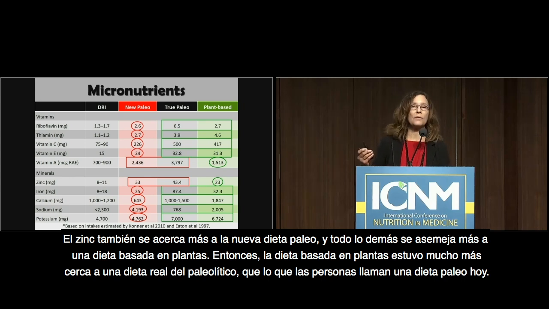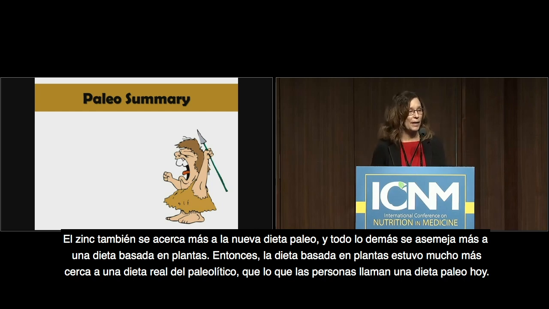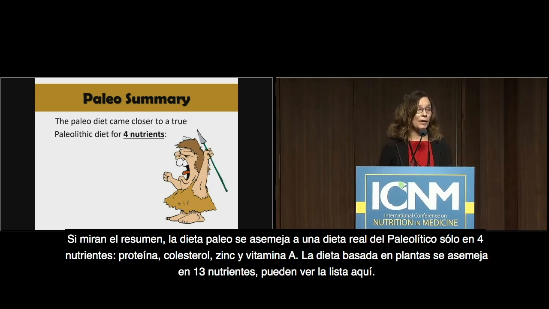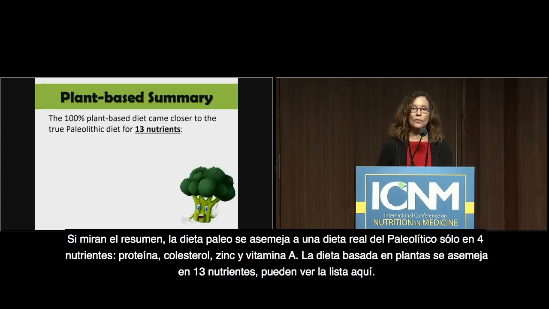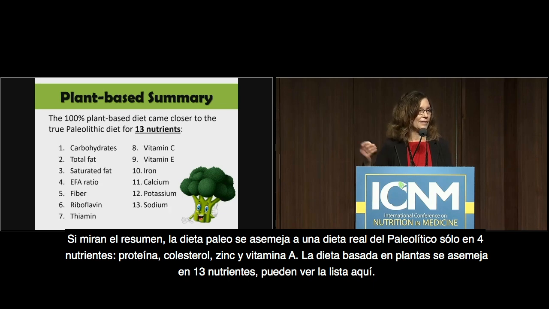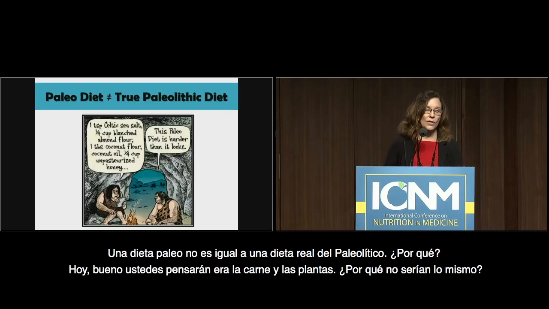So the plant-based diet was actually way closer to the true Paleolithic diet than what people are calling paleo today. If you look at the summary, the paleo diet is closer to a true Paleolithic diet for 4 nutrients: protein, cholesterol, zinc, and vitamin A. The plant-based diet was closer on 13 nutrients, and you can see the list here. So a paleo diet does not equal a true Paleolithic diet.